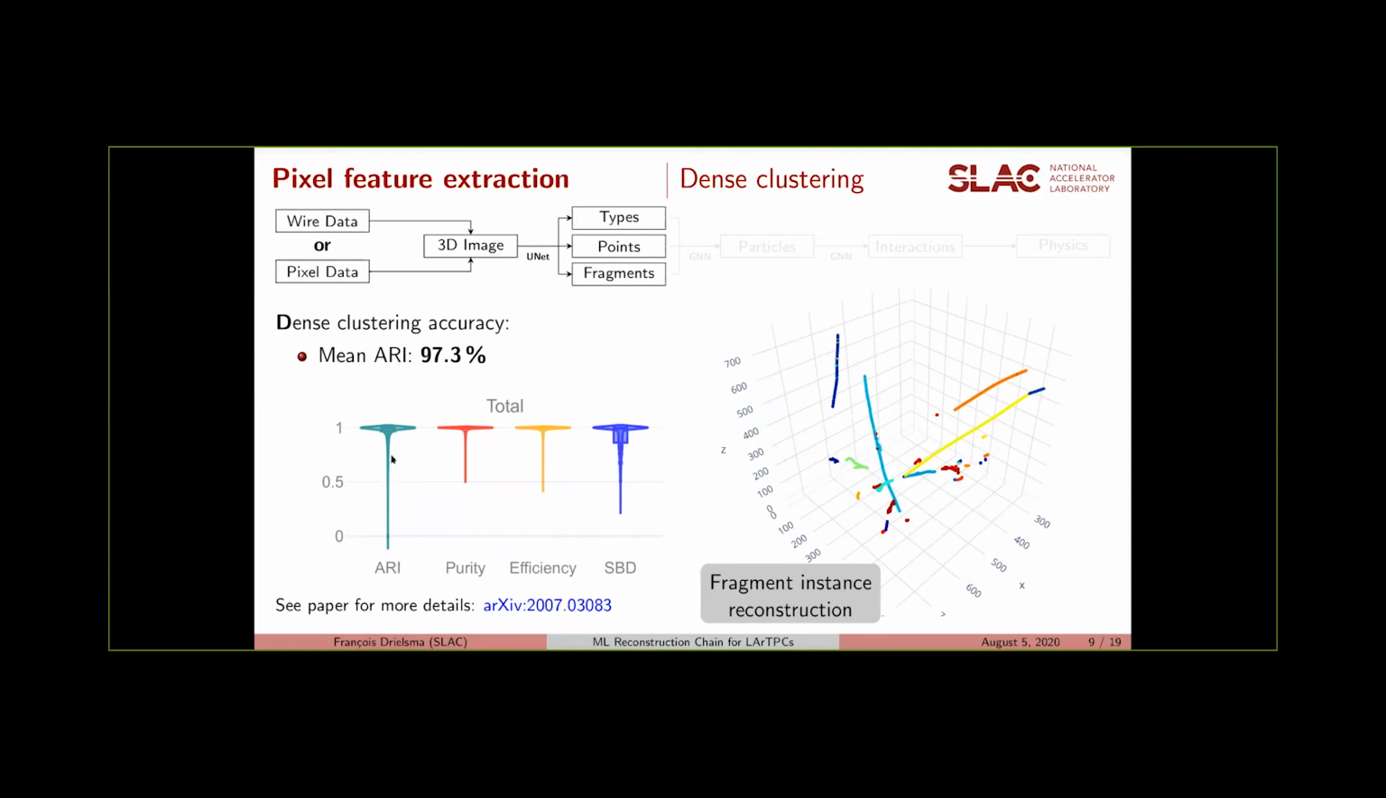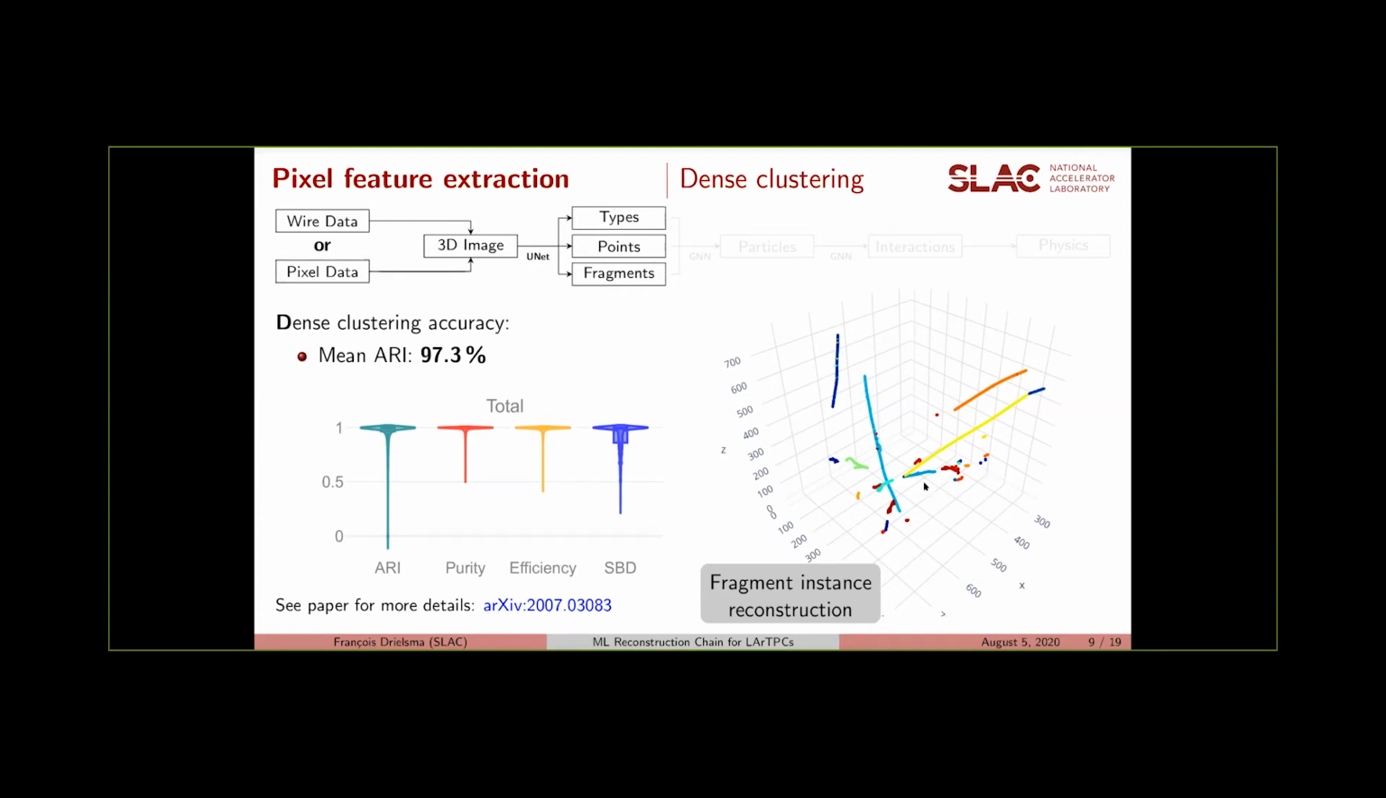And you can see that if we look at the average adjusted rand index for a given image in our simulated data set, we get an average RI of 97.3%, which is a very high value. And so I recommend that you check out this paper if you want more metrics and detail about how this algorithm performs.